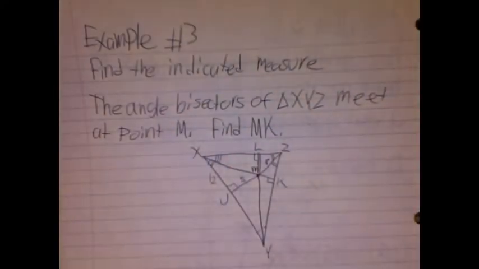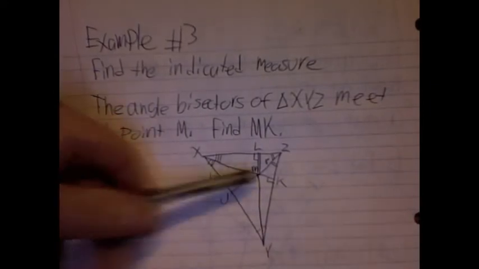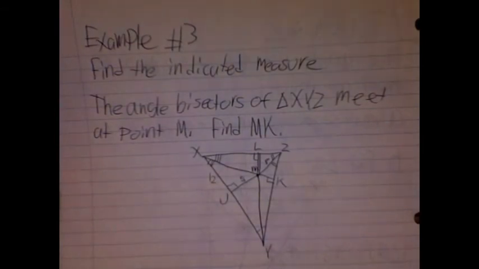Alright, so this is another example. You need to find the indicated measure. The angle bisectors of the triangle XYZ meet at point M. You need to find MK. So why don't you go ahead and pause this and try to figure it out for yourself, and then press play when you want the answer.